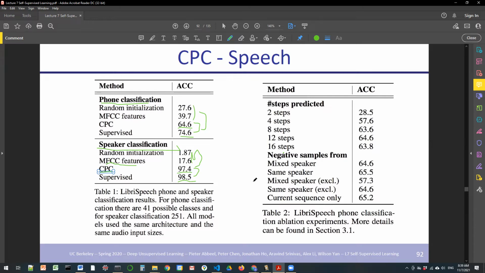Now, if you take the right table and you look at the negative samples, and you take the negative samples from the same speaker, then you get an accuracy of about 65.5. On the other hand, if you take the negative examples from the mixed speaker, you actually see the score drop a little bit. So in this kind of evaluation, it tells you that if the same speaker is there, then it's able to do a better job than if you mix up the speakers.